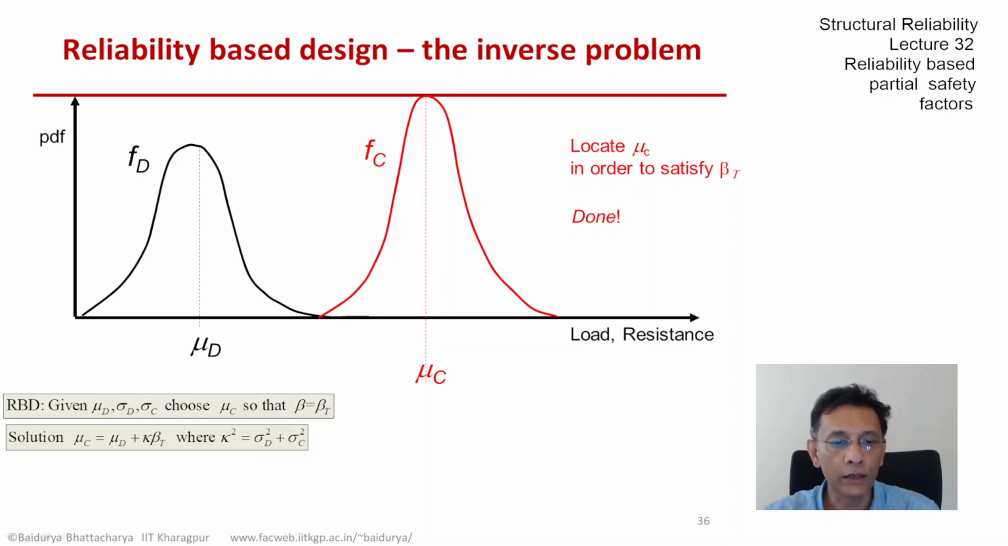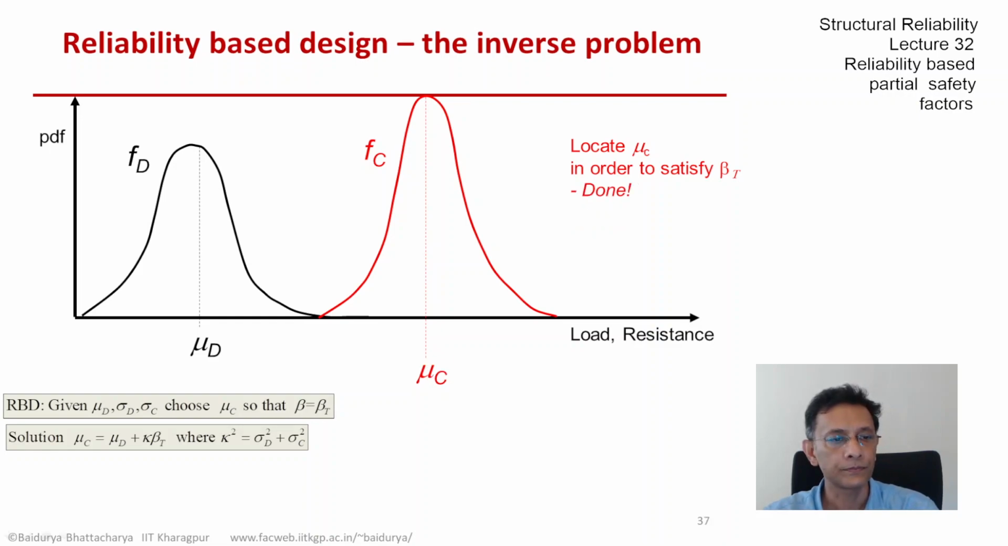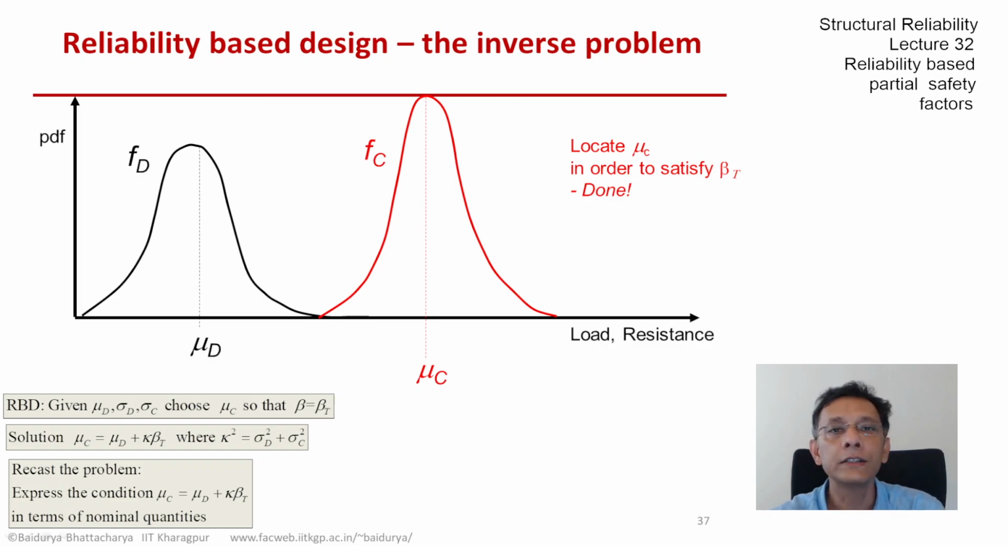because we want this to be used in the design office later on, we want to present this solution in a more familiar way. So let us say now we have been asked to give the same answer, but we need to express the condition that mu C is mu D plus something in terms of the nominal quantities of C and D. So we have mentioned this term nominal quantities quite a few times in this lecture and in the past one.